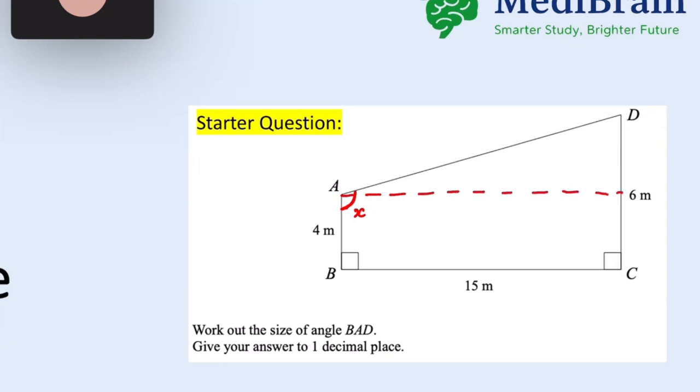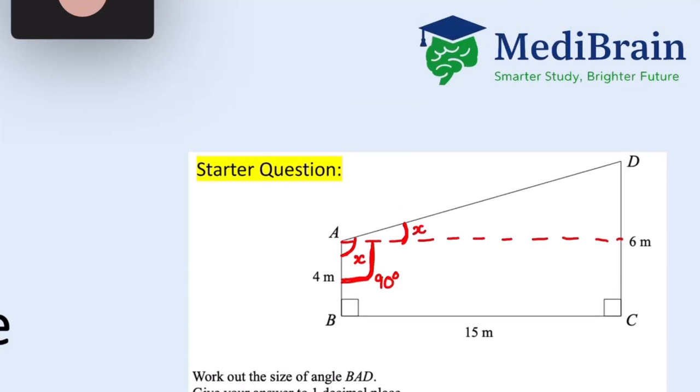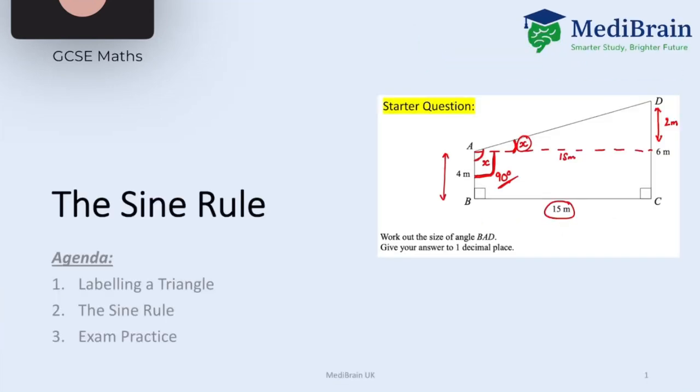In order to work out that angle, you literally needed to split up this triangle like this. And you would know that this angle over here is 90 degrees because it's a right angle. And you would just need to work out this part of the angle and add it to 90 degrees. You can work out that because you know that this distance over here is 4 meters. The whole distance is 6 meters. So this distance must be 2 meters. And then if this distance is 15 meters, you know that this distance is also 15 meters. Then using that, you can work out what x is, and then you can add 90 to it to work out the whole size of angle BAD. Just remember to give your answer to 1 decimal place.